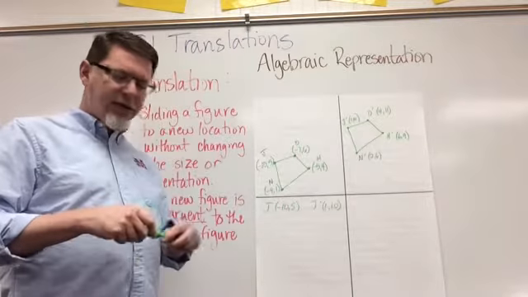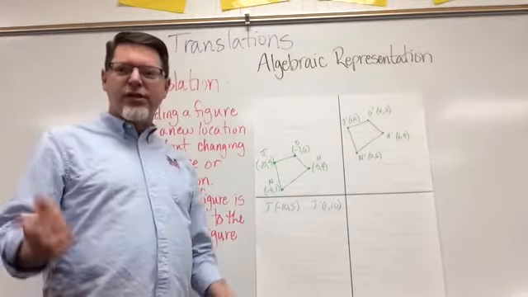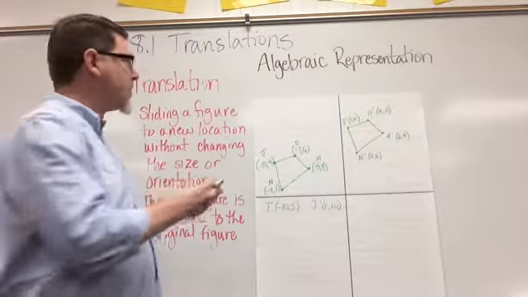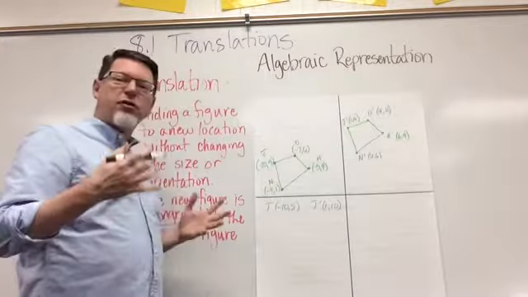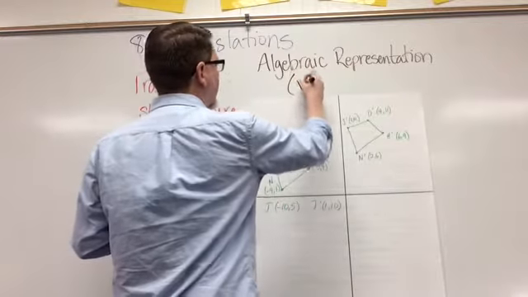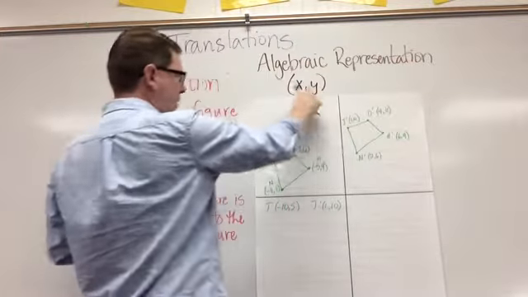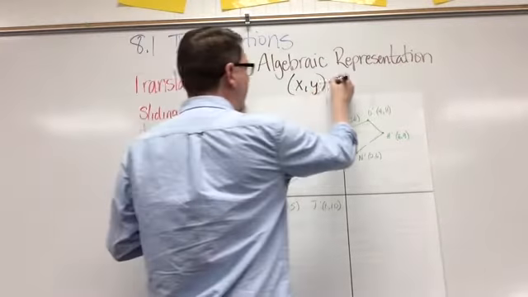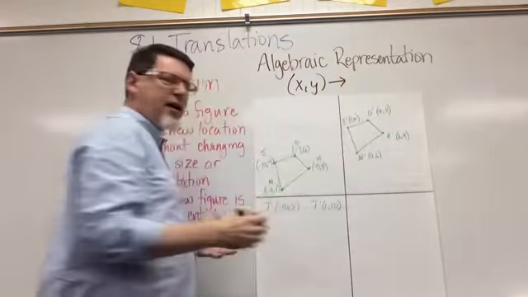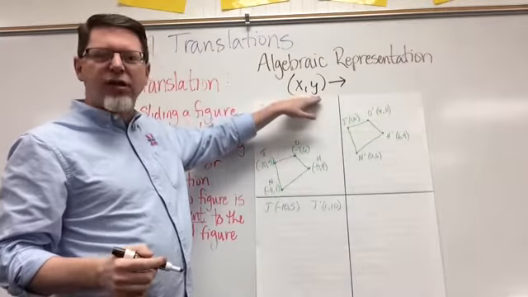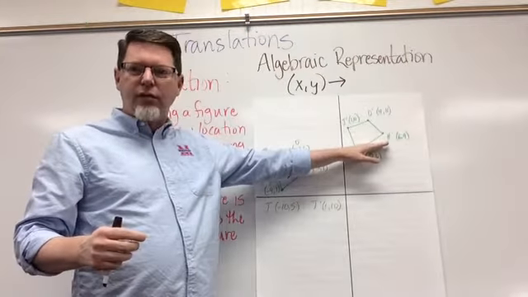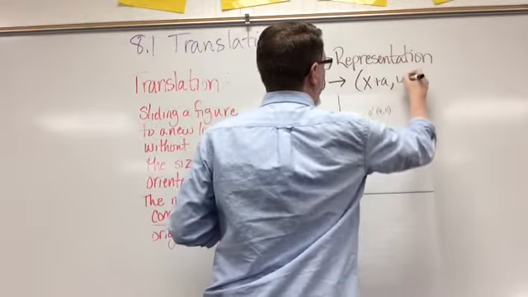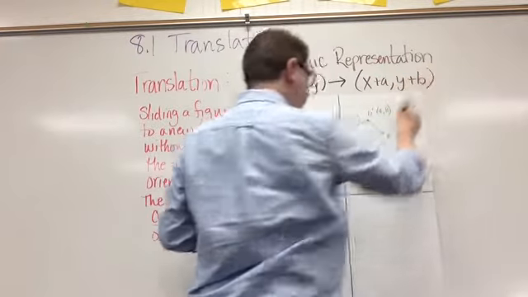Well, I added 5. Well, we have this fancy thing called an algebraic representation, and you might remember this from dilations. The algebraic representation for translation is (x, y) in parentheses. We always start with (x, y) in an algebraic representation. And then we have an arrow, and now this is asking me, what am I going to do to that x and y to get to my new figure? Okay, so it's (x + a, y + b).